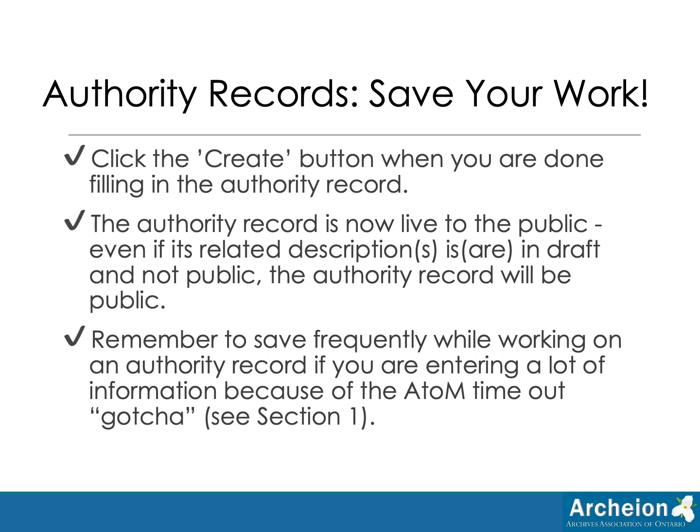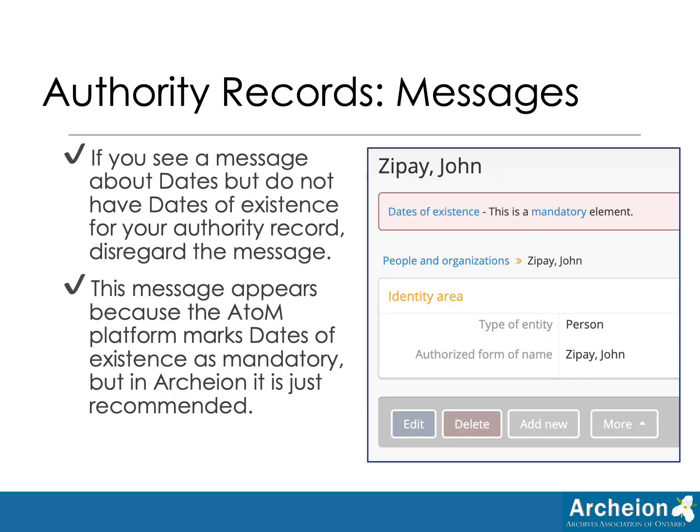Remember to save frequently while working on an authority record if you are entering a lot of information because of the Atom timeout gotcha. If you've created a new authority record but you don't have dates of existence for that authority, you will see this red error-looking message from the Access to Memory platform that says that this field is mandatory. Just remember that in the Atom platform, dates of existence is marked as mandatory, but for Archeion, dates of existence is only recommended because we know that not all institutions will have dates of existence for an authority, so you can disregard this message if you see it.